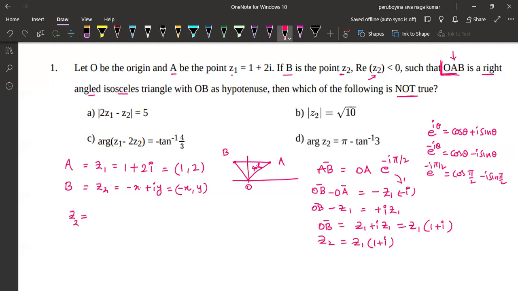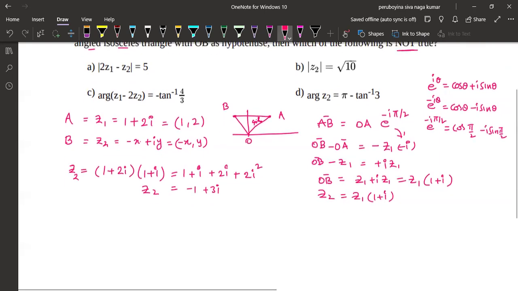Z1, how much is it? Z1 is already given, 1 plus 2i. So 1 plus 2i times of 1 plus i, try to multiply it: 1 into 1, 1 into i, 2i into 1, 2i, 2i into i, 2i square. 2i square means minus 2, plus 1, minus 1 plus 3i. So we got the point Z2.